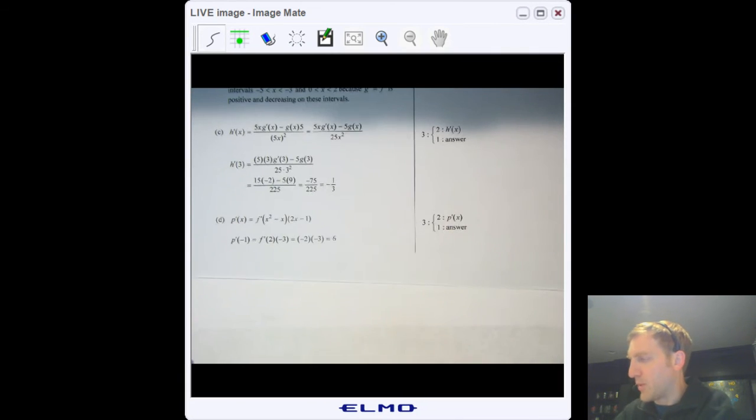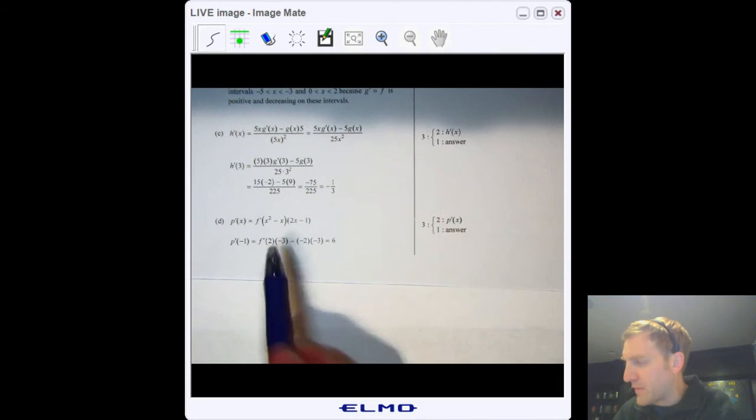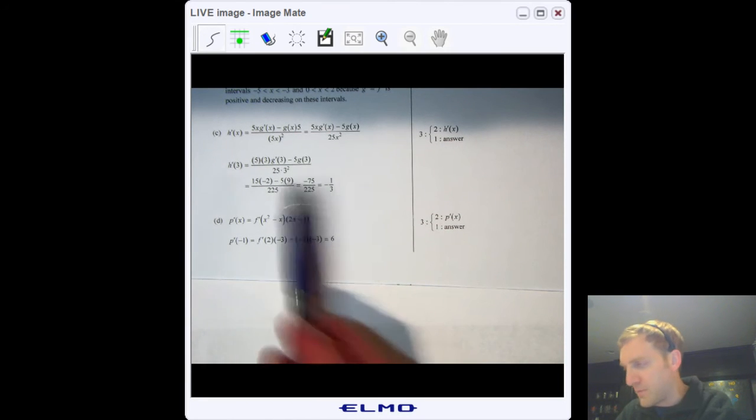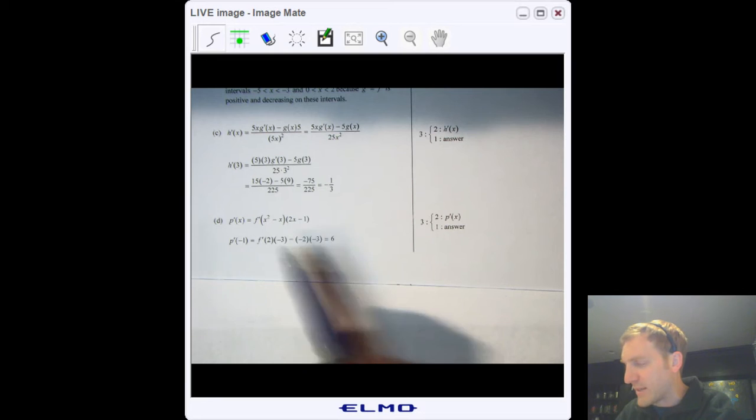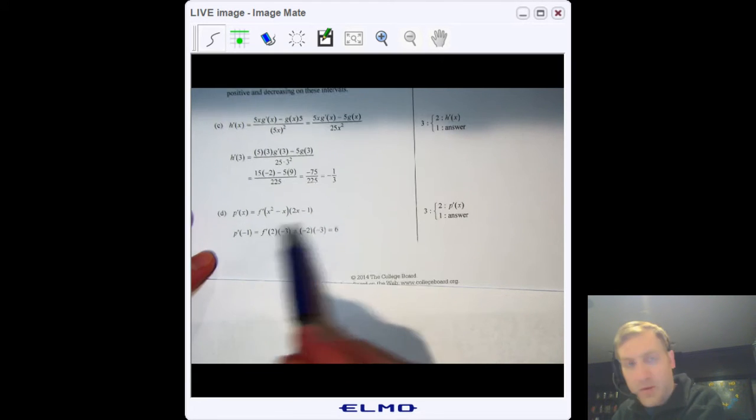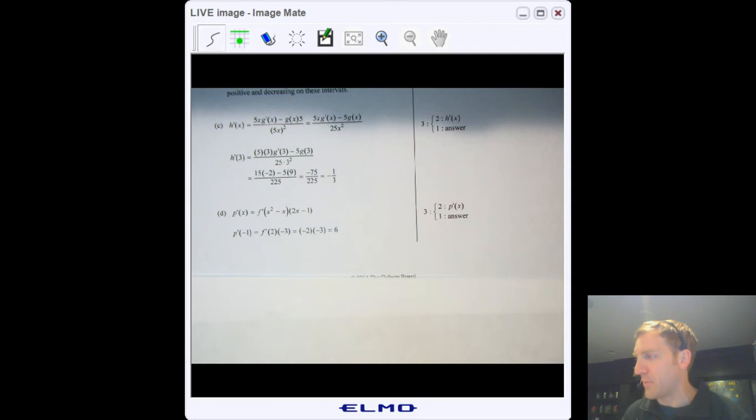D was also 3 points. Once again, 2 points for the derivative using the chain rule correctly, and then 1 point for the answer. So what I want to show you, just to make sure you recognize here, even if you made an arithmetic mistake, as long as you did the derivative correctly, you got most of the points. You got 2 out of the 3 points. So there's the 9 points total on that one.